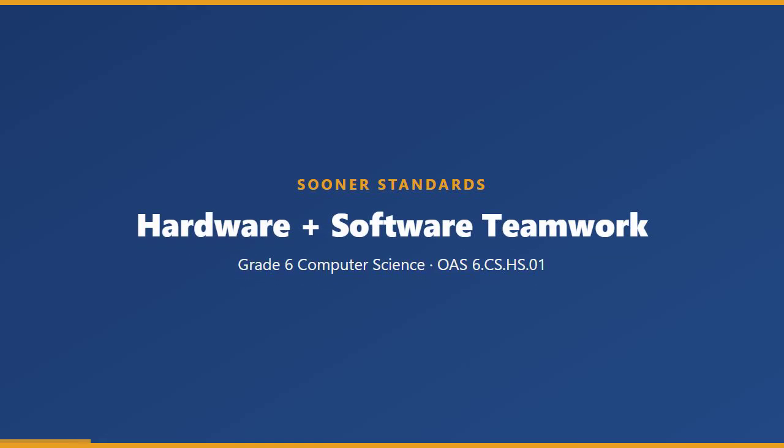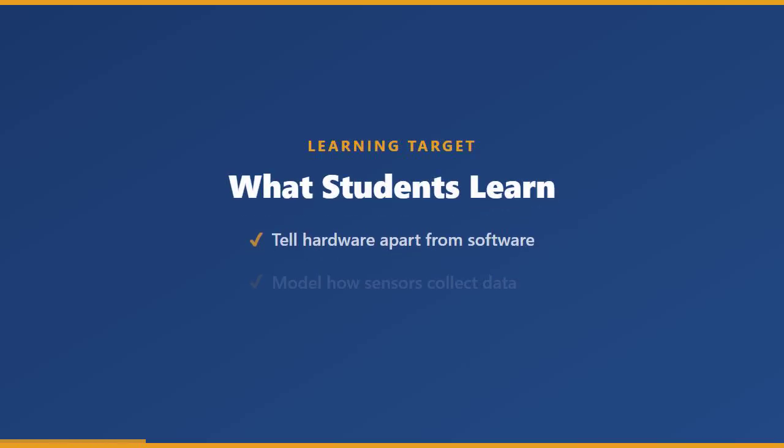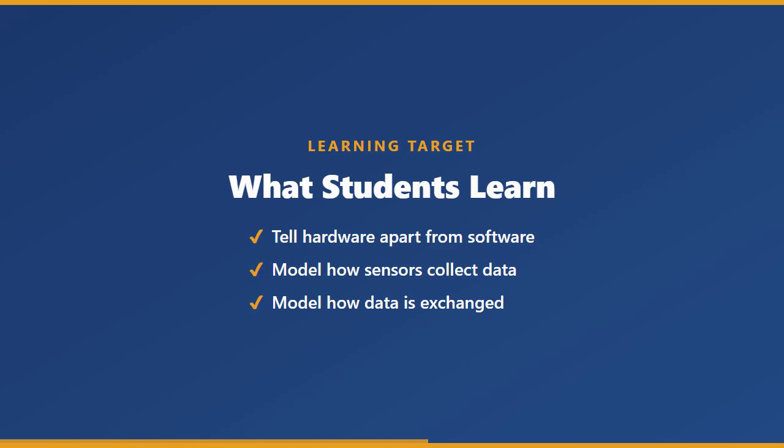From Sooner Standards, combining hardware and software to collect and exchange data. A complete Grade 6 computer science unit for Oklahoma Standard 6CSHS01. Students learn to model multiple methods of combining hardware and software to collect and exchange data.